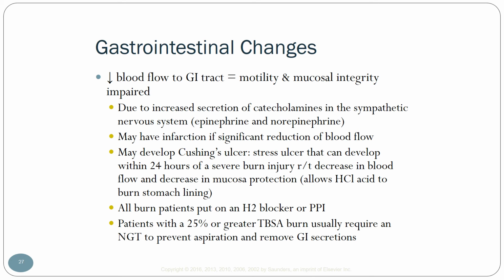Patients that have greater than a 25% TBSA usually will require an NG tube to prevent aspiration and remove GI secretions. So we'll have to suction them out. This also could lead to alkalosis if we have them on GI suction for too long and remove too much of that acid, that hydrogen. So keep that in mind over time.